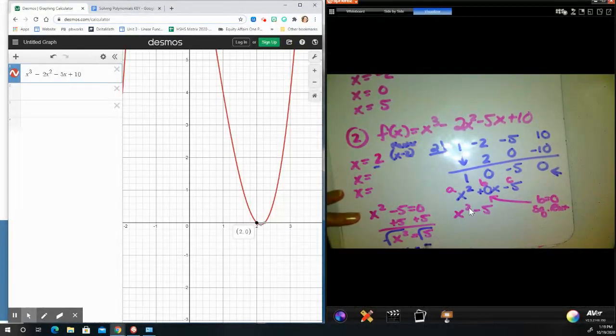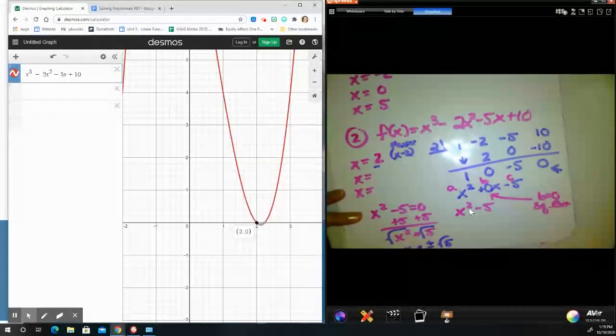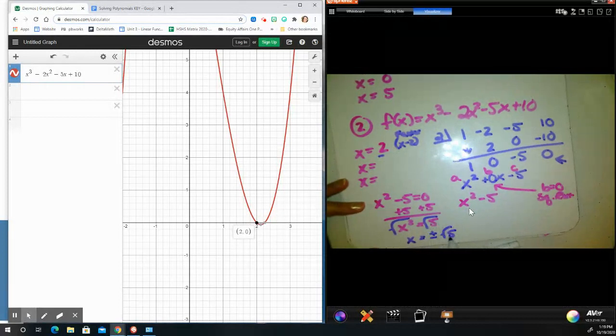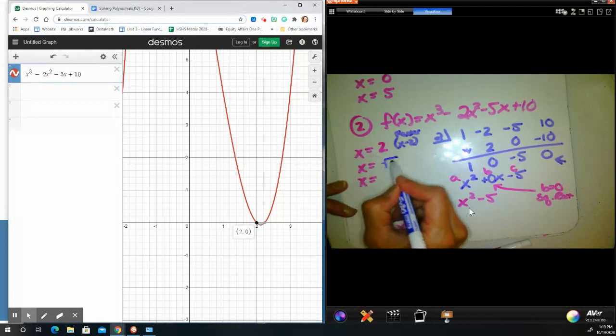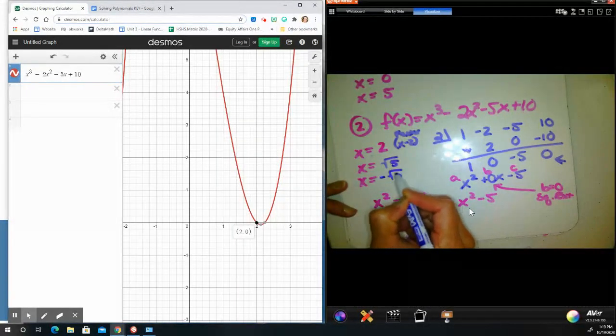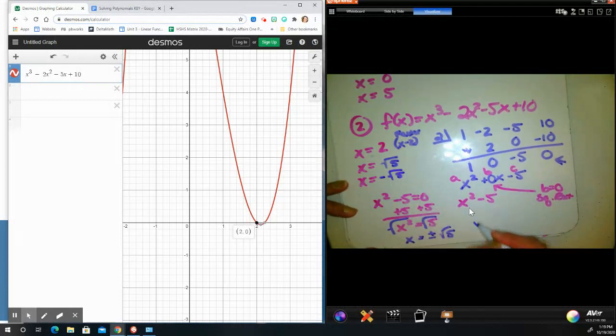X is positive and negative square root 5. Whenever you square root, remember it gives you 2 solutions, well, unless you are square rooting 0. So my other solutions are the square root of 5 and negative square root of 5. Of course, you could just write your solutions as x is 2 and x is positive negative square root 5 if you wanted to save some writing.